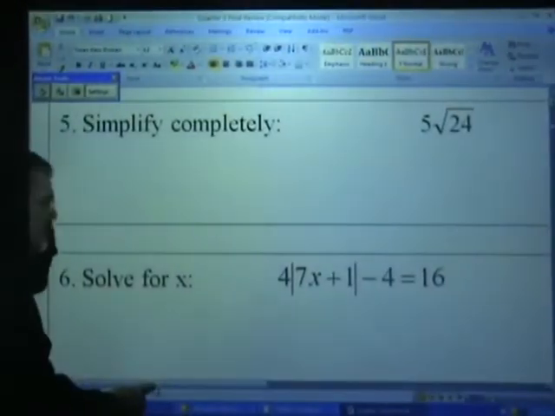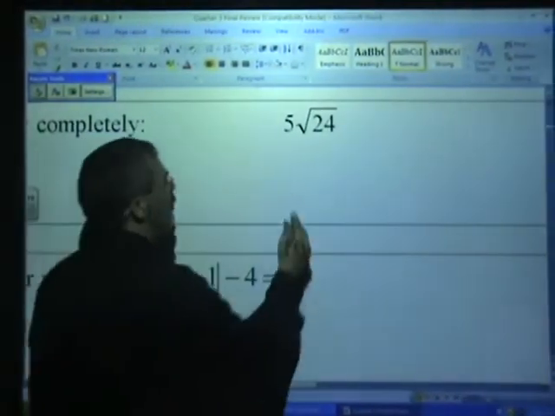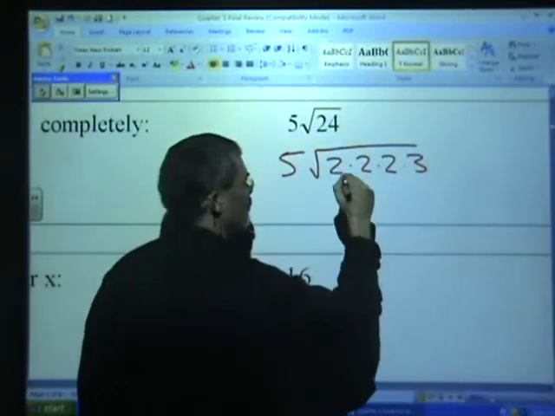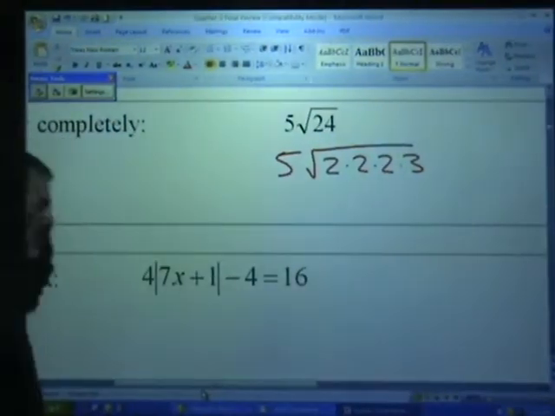All right, we're going to simplify this. Ready? You remember how to simplify a radical? Okay, 5 is on the outside, and 24 is 2 times 2 times 2 times 3. Okay, 4 times 6, right? Bam. So what do I underline and get rid of?